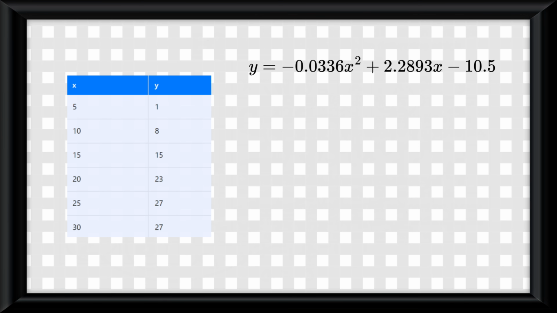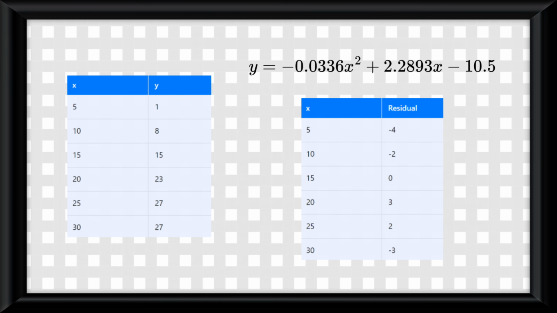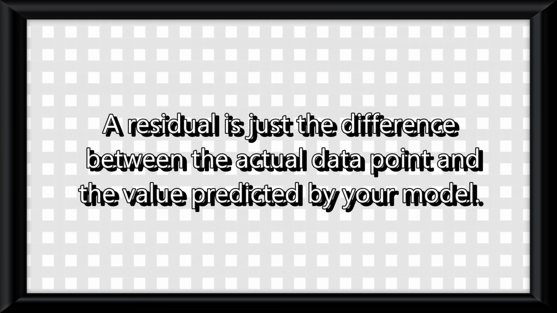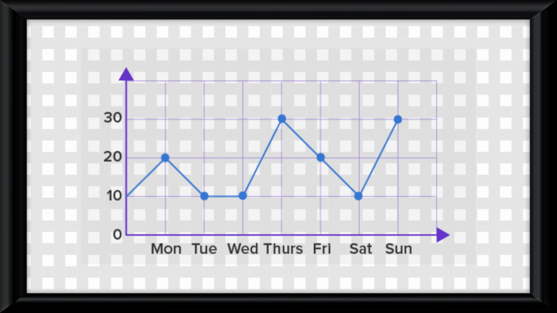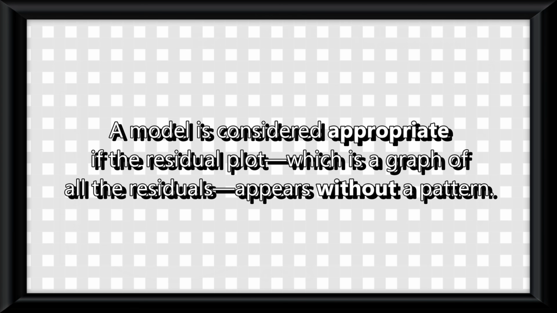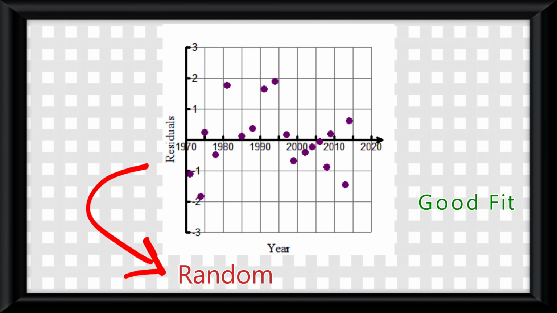Once you've determined the regression equation, you might be given residuals. A residual is just the difference between the actual data point and the value predicted by your model. So if your model says the point should be there, but the actual data is a little higher or lower, the residual is the vertical distance between those 2 points. A model is considered appropriate if the residual plot, which is a graph of all the residuals, appears without a pattern. In other words, if the errors are random, then your model is a good fit for your data.